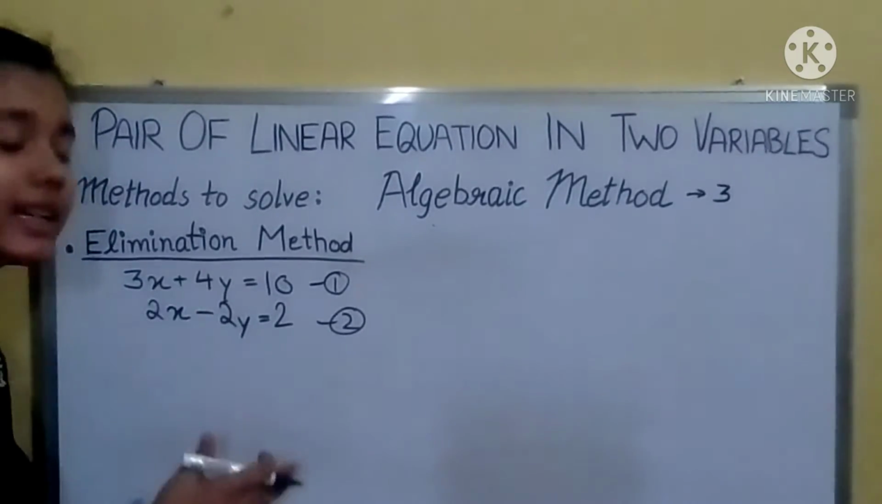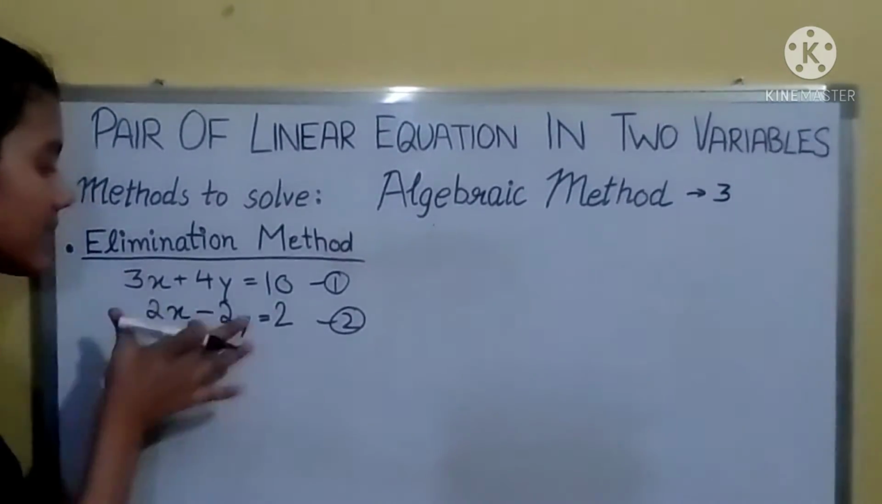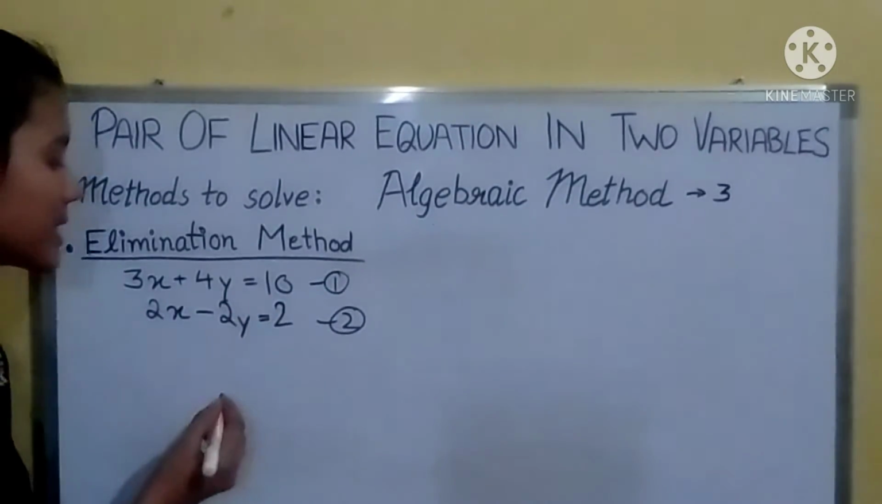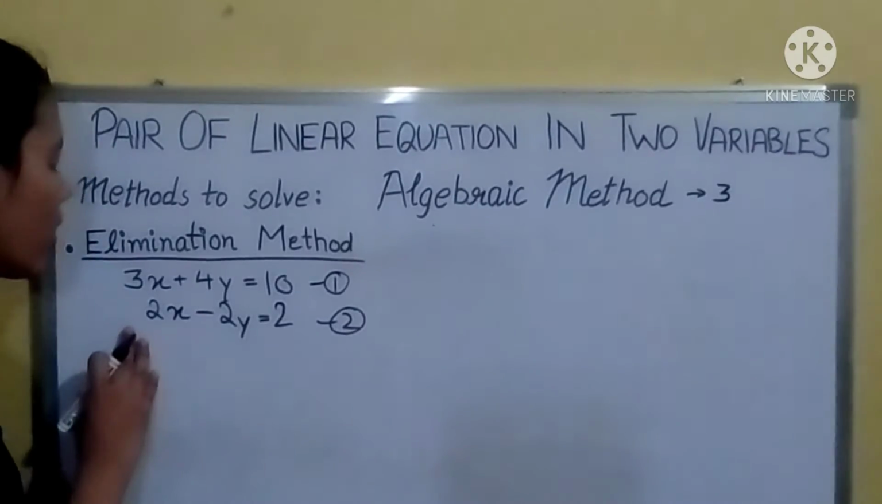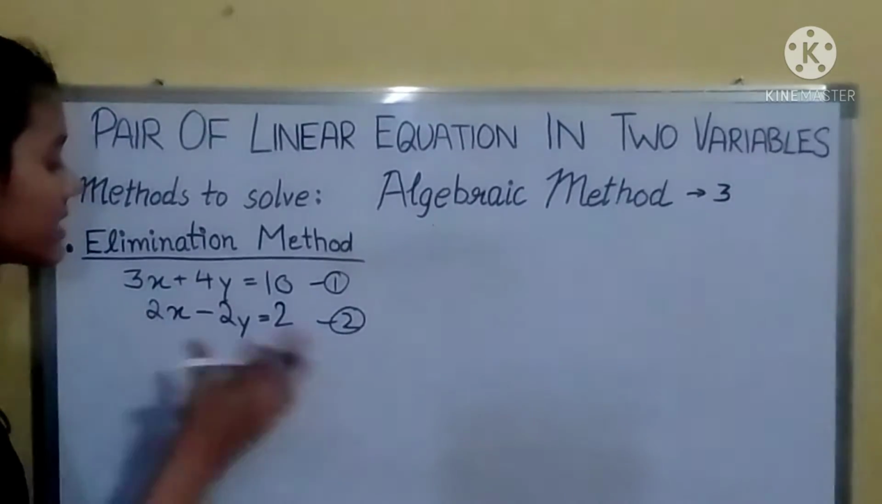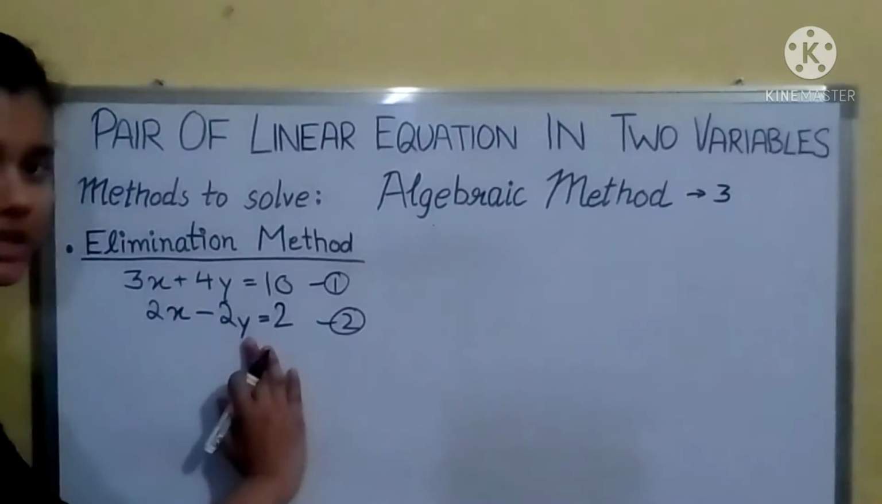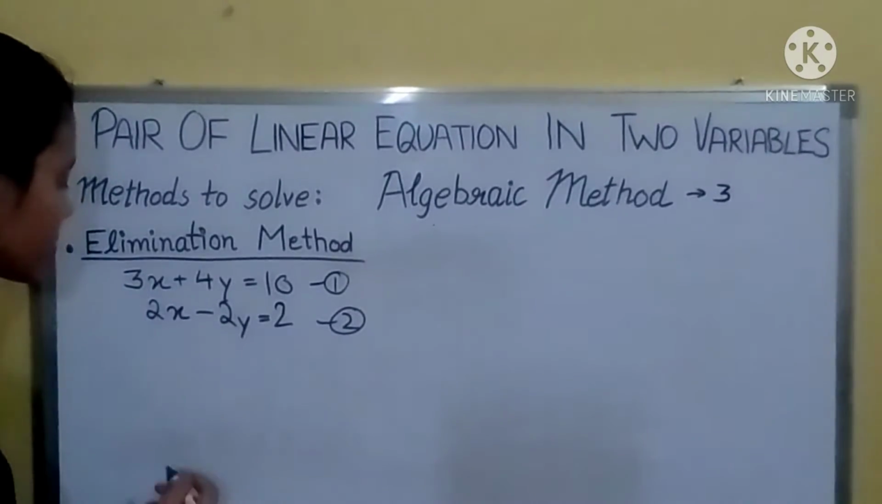Now how will we equalize? This 3, means this first equation is there, we will multiply this first equation by 2, or we can do this with the second equation, we will multiply this whole equation by 3. So now let's do it.